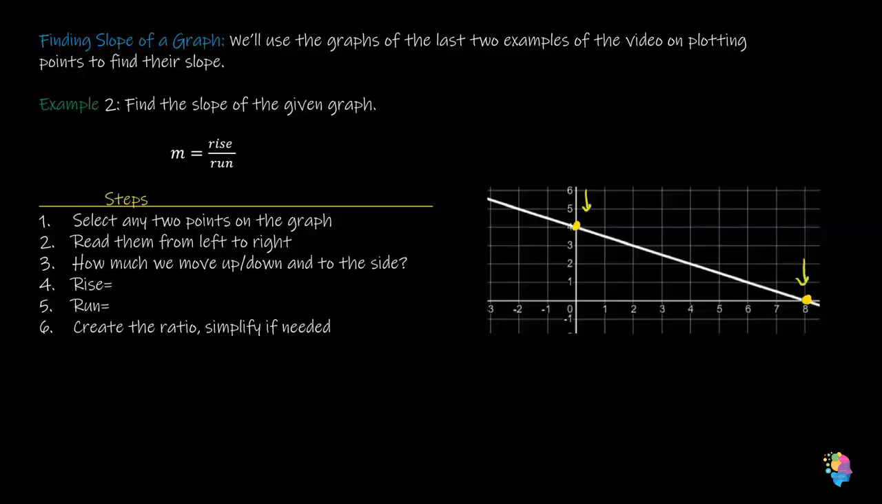This time, instead of going up, I'm going to have to move 4 units down. So then the rise will be -4 because I moved down. And then 1, 2, 3, 4, 5, 6, 7, 8 to the side. So since I moved to the right, that becomes a +8. I create the ratio, rise over run.